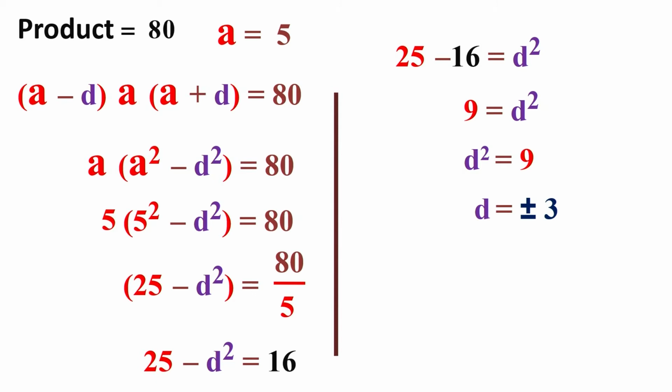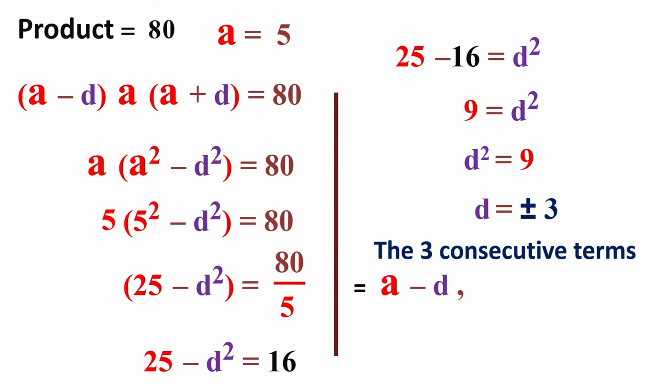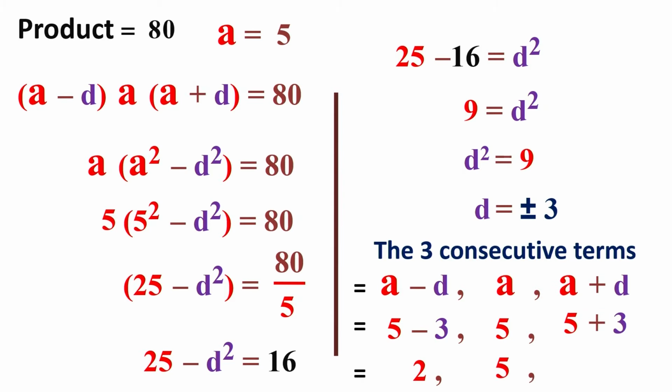Therefore, the value of d is plus or minus 3, and you have already found out a. Just now you found out d. Using a and d, you can write down the 3 consecutive terms. Which are the 3 consecutive terms? The first term is a minus d, second term is a, third term is a plus d. Now substitute the values. A is 5, d is 3. 2 is the first term, 5 is the second term, 5 plus 3, 8. Therefore, we were able to find the 3 consecutive terms which are in AP. They are 2, 5, 8, and 2 times 5 times 8 is 80. Understood? That is the beauty of this problem, my dear children.